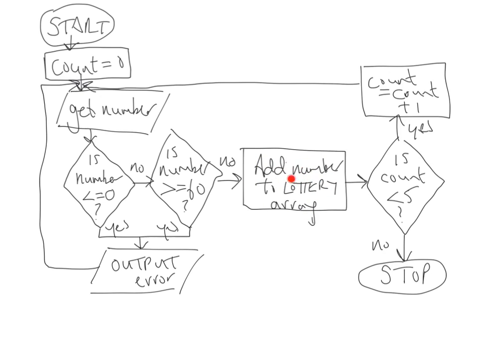So 59 has been added to the lottery array, and we check, is count less than 5? Yes, because it's just been set to 0, so we add 1 to count, so it becomes 1, and then we get the next number. And we follow through this loop, getting valid numbers until count becomes 5. That will be after the 6th number is added to the lottery array. And once it reaches that and says count is not less than 5, we stop the program.